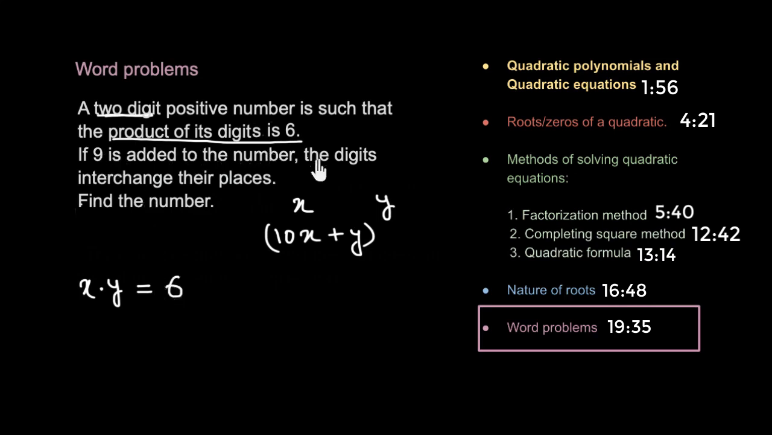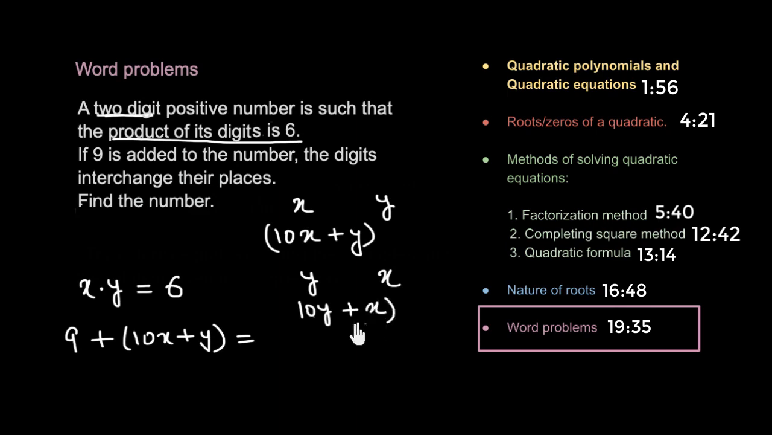If 9 is added to the number, the digits interchange their places. So 9 is added to this number, that is 9 plus 10x plus y. What happened now? The digits interchanged their places. So instead of x, we had y, and instead of y, we had x. So what would the number look like in this case? Digit multiplied by its place value, that is 10 times y, plus 1 times x. So this would be the interchanged form of the initial number. So when 9 is added to the initial number, this is what we get, 10y plus x.